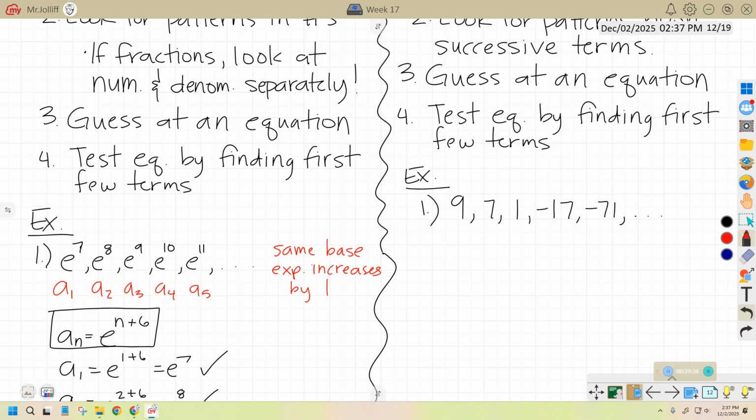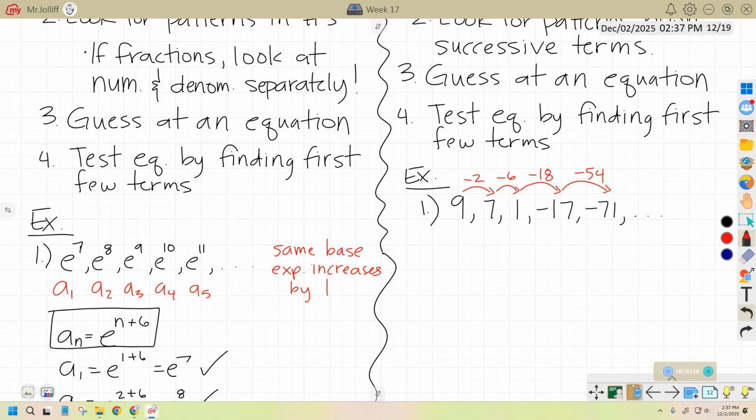So the first thing I do with recursive is I look at the gaps in the numbers. So looking at these gaps from 9 to 7, what did I do? Minus 2. 7 to 1, what did I do? Minus 6. 1 to negative 17. Pretty sure that's negative 18. See, I can do math. This next one. Y'all have calculators. It's pre-calc. Double check my math. I'm pretty sure we subtracted 54.